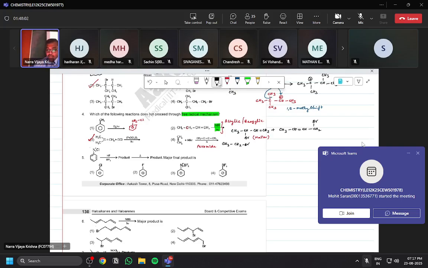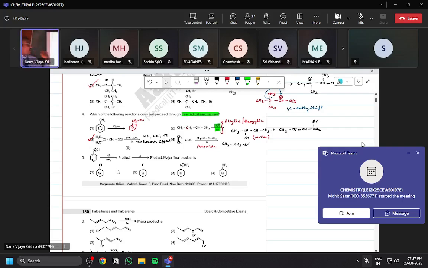So in case of HF, HCl, HI, Kharasch effect fails. Or simply I will write no Kharasch effect. So answer is option 3. Any questions online?